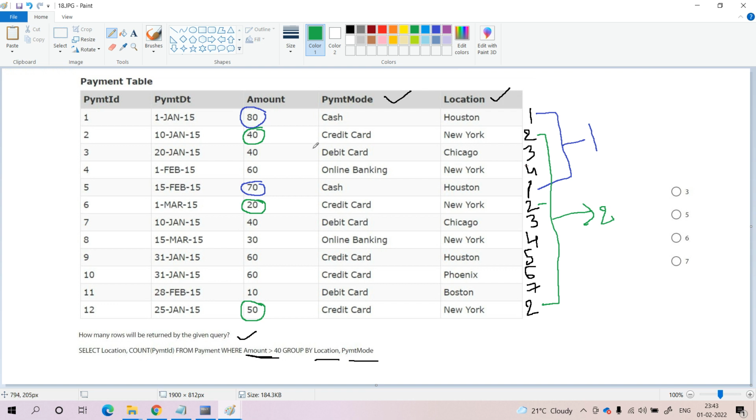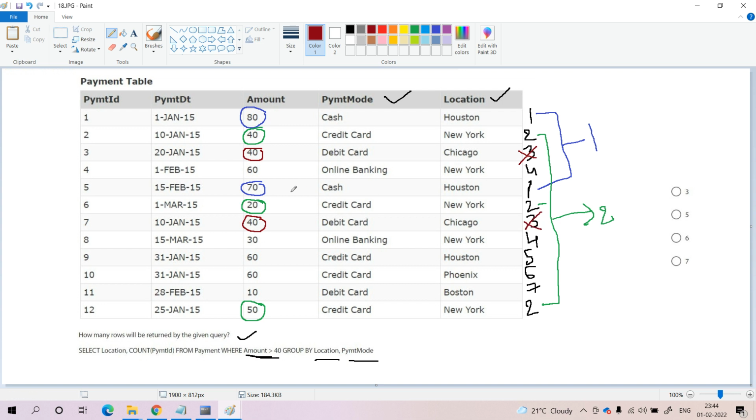So what about the third group? As per the given data, the third group has amount 40, which is not greater than 40. And try to check one more time, the third group is available here. Here also we have 40, so in the third group none of the records has an amount more than 40. So we should not consider the third group. We need to eliminate the third group.